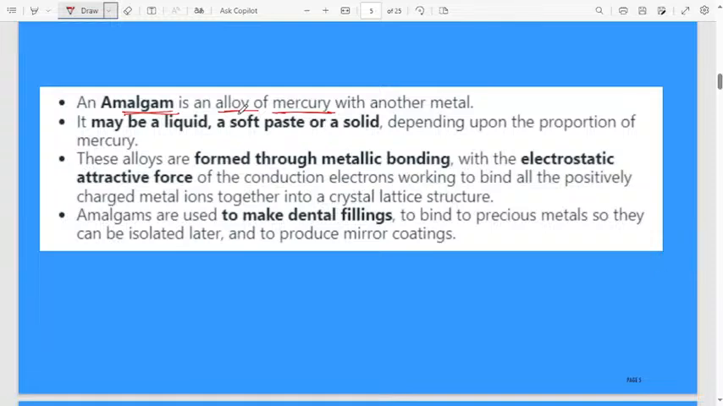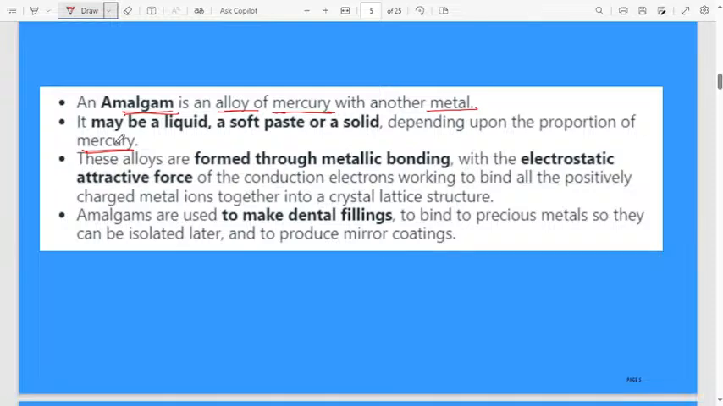The amalgam is an alloy of mercury with another metal. Here one of the metals should be mercury, the other may be any metal. It may be a liquid, soft paste, or a solid. Amalgam may exist as a liquid, soft paste, or a solid, depending upon the proportion of mercury. Based on how much mercury you are adding to a particular metal, the amalgam will exist as a liquid, soft paste, or a solid.